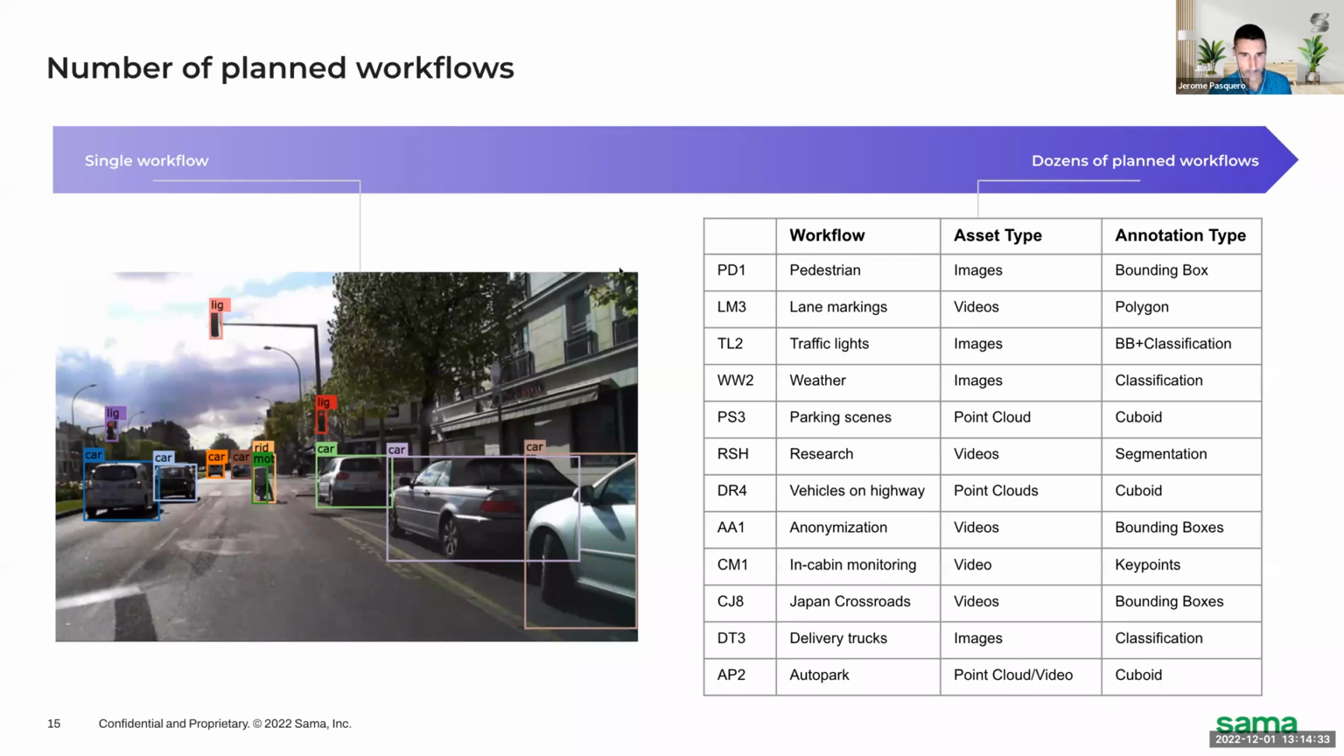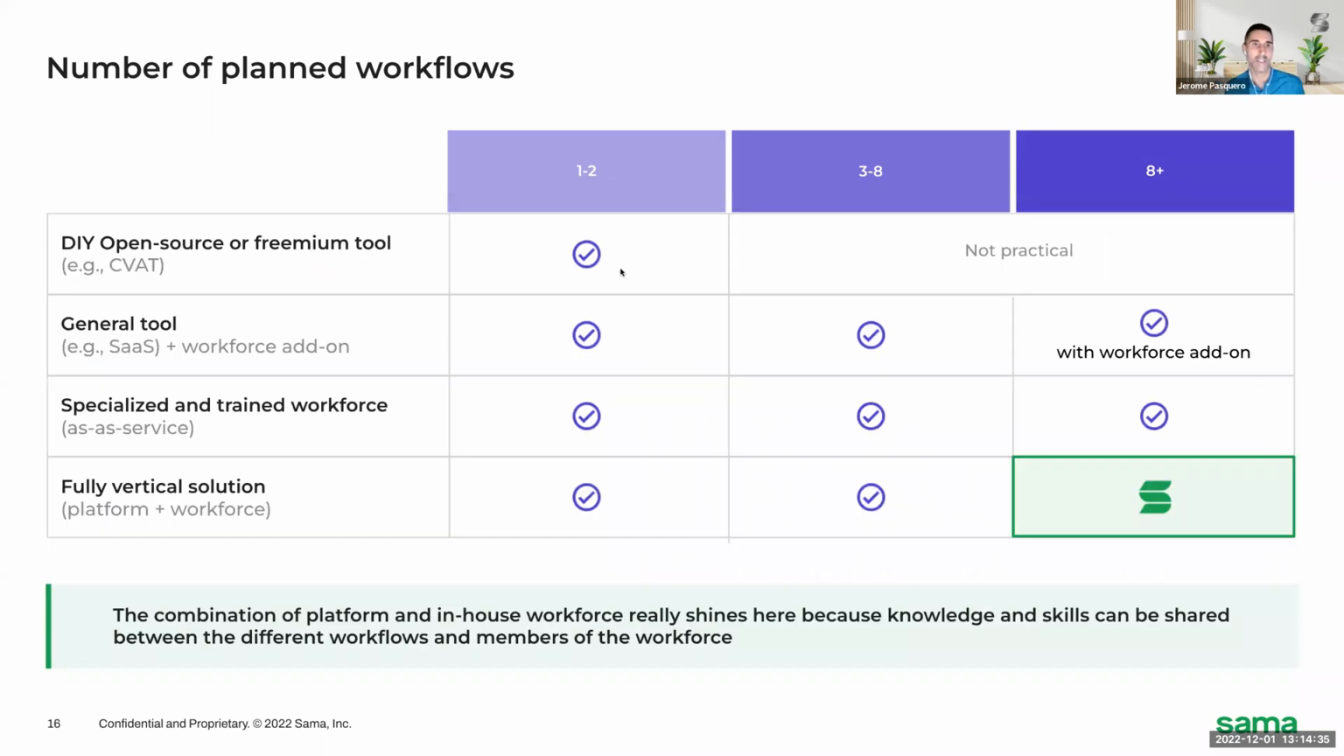So what do you do? Well, of course, if you have a single workflow, maybe two, all the solutions here on the left will be fine. But if you're talking about over 8 or 10 or 12 and sometimes 20 workflows, it is doable by using this combination of a SaaS plus a workforce add-on. It's just going to be a little bit more challenging.